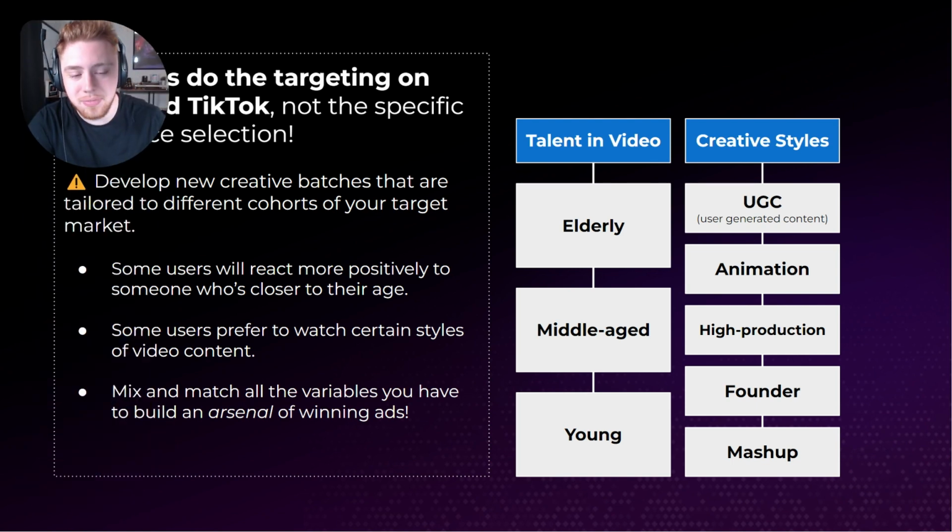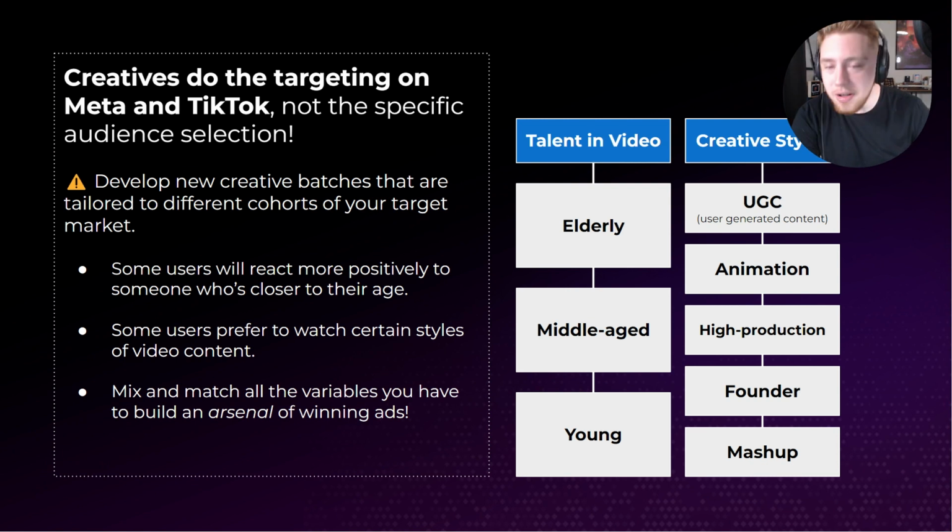Creatives do the targeting. I'll move all the way across the screen. Creatives do the targeting on Meta and TikTok, not the specific audience selection. I know it's counterintuitive, but it is how the algorithms work. You are supposed to develop new creative batches that are tailored to different cohorts of your market. If you have different marketing angles, do not select interest groups based on those angles. Make unique creative batches based on those angles and upload them with broad targeting. You will win so much more often.